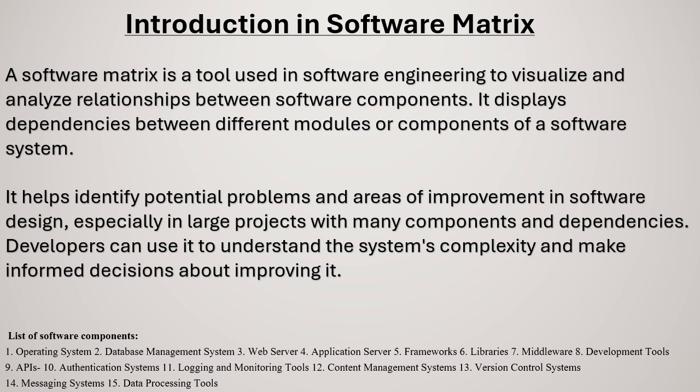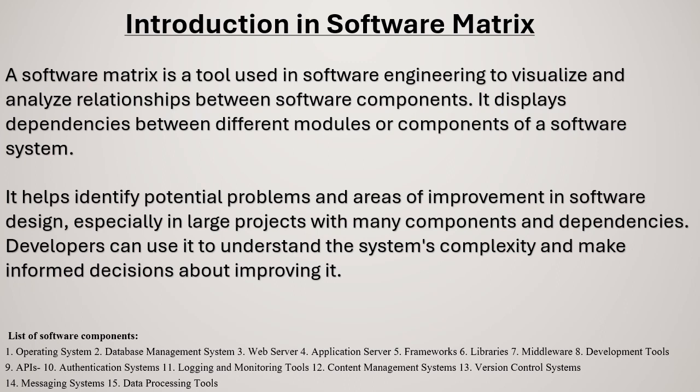When we say software components in software engineering, there are 15 points, but I will just give five major points, or five major list of software components. Below on the slide, we have 15 software components. For example, we have operating system, database management system, web server, application server, and frameworks.